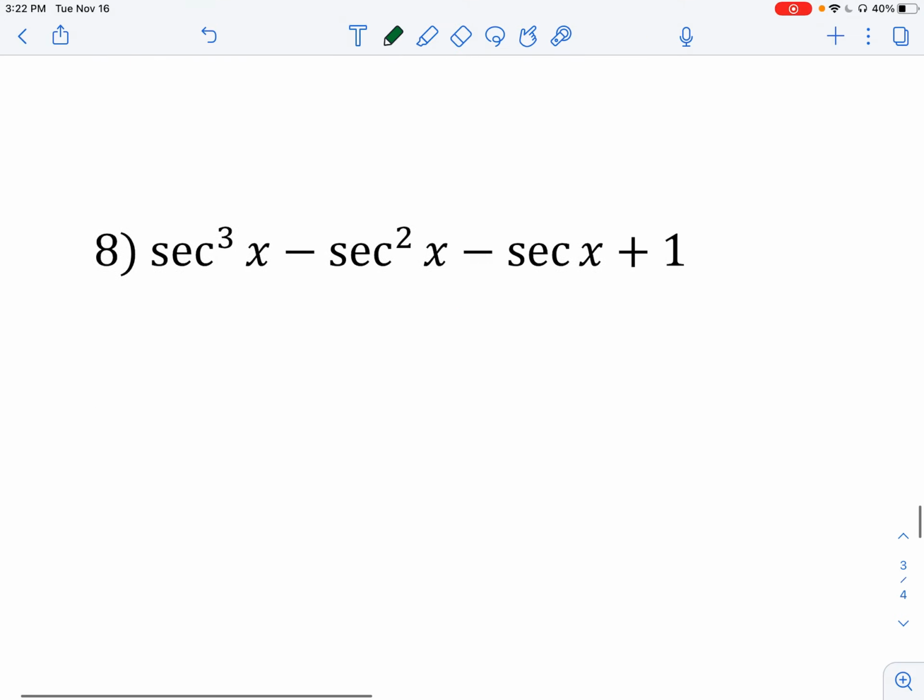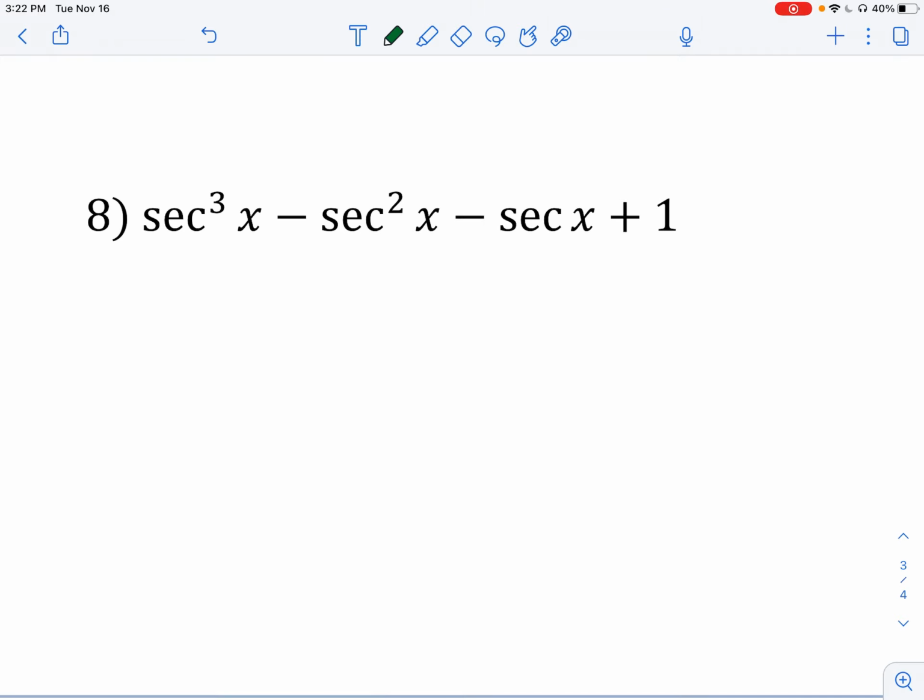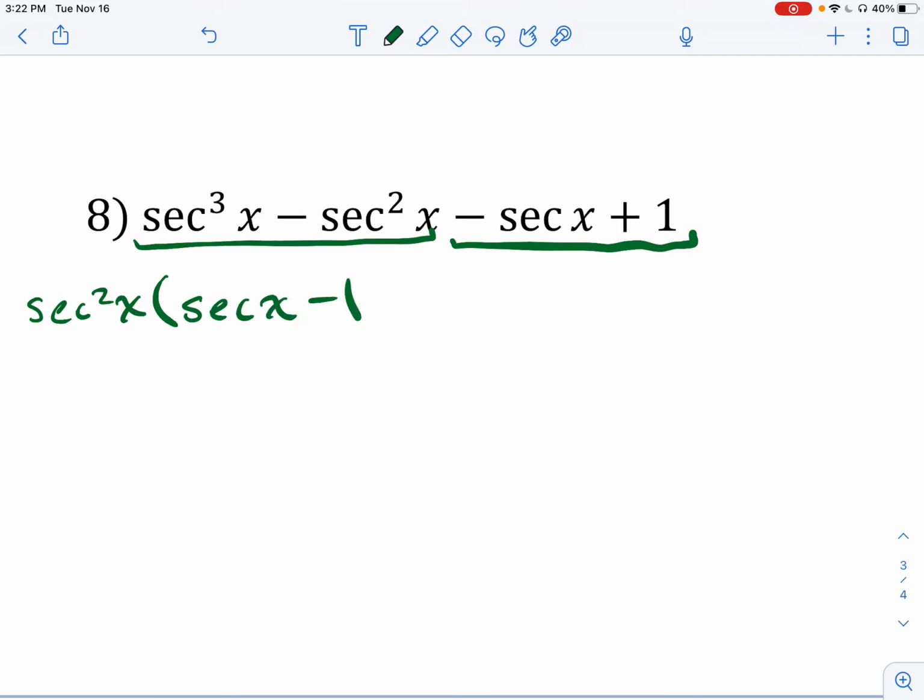All right, let me do one more. For this one, think about how can I factor using grouping? Well, you can see that this would be one group, and this would be another group. Well, secant cubed x minus secant squared x, we could factor out a secant squared x, and we're left with secant x minus 1. From here, if I factor out a negative 1, I've got negative, oops, not negative, this is already just positive, secant x minus 1.